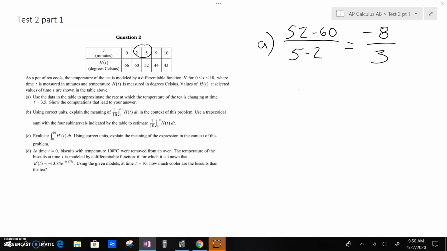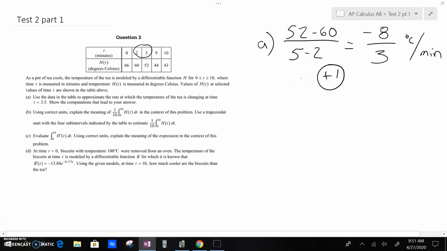This is technically a calculator question because it's question 2. You could certainly put that through as a decimal, and that's fine, but you can do it by hand as well. So we'd have negative 8/3, and that would be degrees Celsius per minute. So that's part A, and that's all there is to it. You get a point for correctly coming up with that expression. Okay, and I should put a +1 right there.